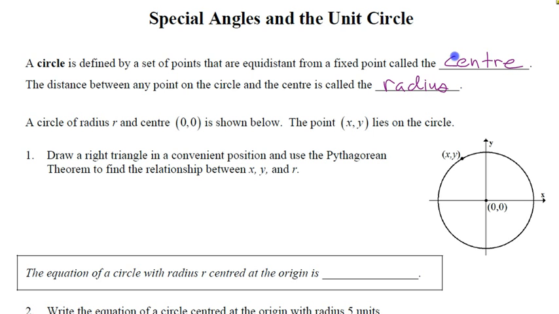A circle of radius r and center (0, 0) is shown below. The point (x, y) lies on the circle. Draw a right triangle in a convenient position and use the Pythagorean theorem to find the relationship between x, y, and r. So how might we draw a right triangle? Draw it straight down. So this is x, this is y, this is r. And what's the relationship between x, y, and r?